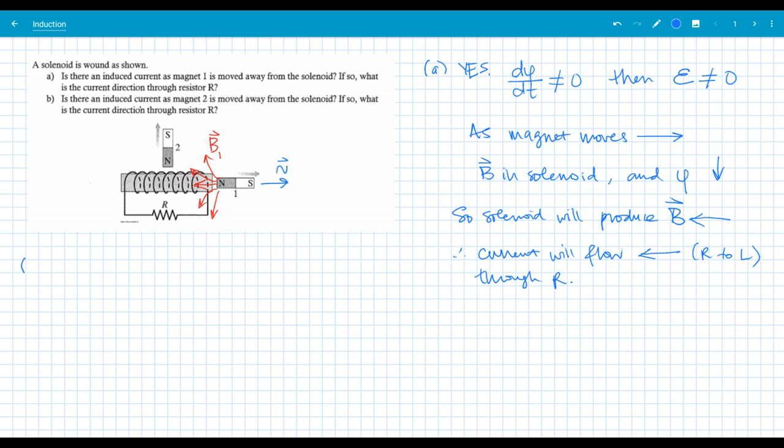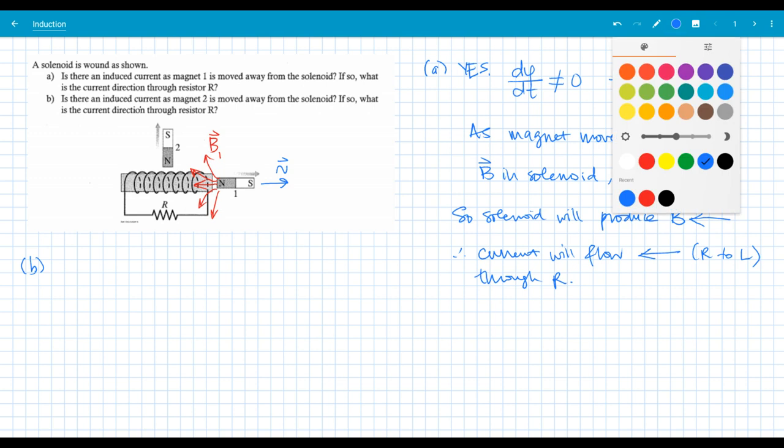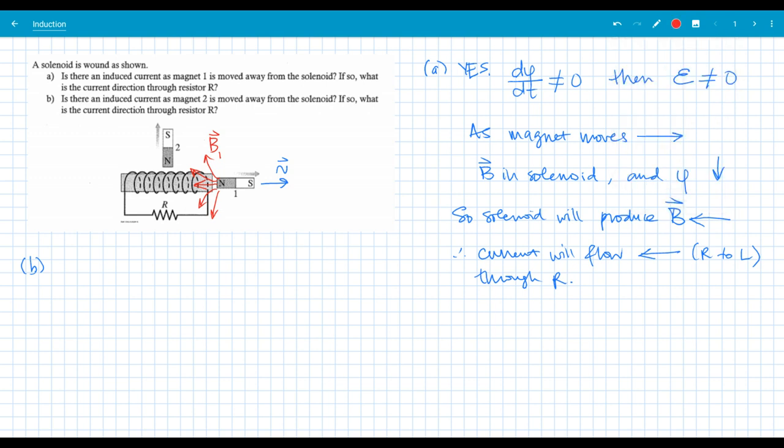Part B asks, what about magnet 2? Magnet 2 is the one up above the solenoid, and I'm going to draw in that B field as well. It looks like this and has symmetry. It looks similar to the other B field. This is B2. Now consider this question: is there an induced current as magnet 2 is moved away, and if so, what is the current direction through resistor R? Now we're moving this magnet straight up, and we have really nice symmetry in this case.